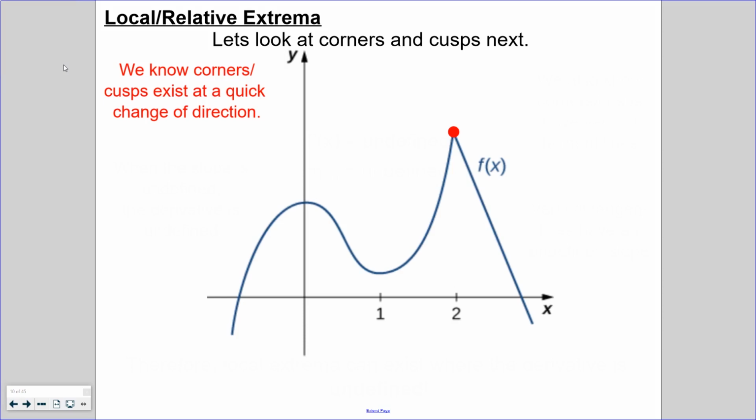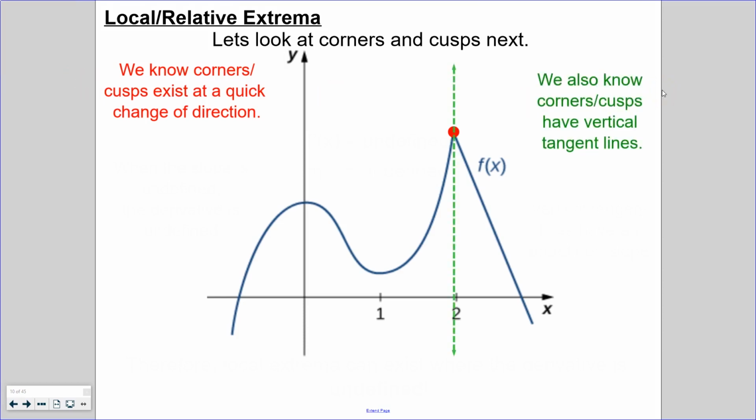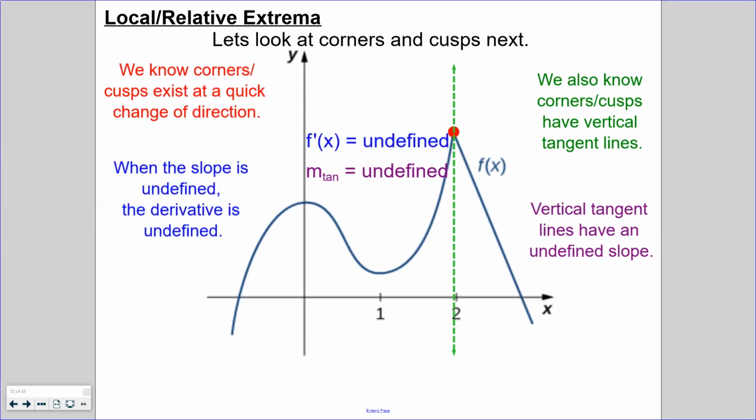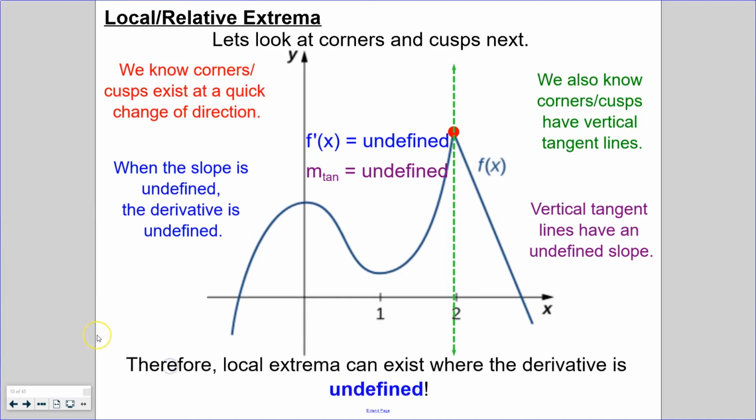And when we were examining corners and cusps, we said that at a corner or cusp, we are going to have a vertical tangent line. If we think back from Algebra 1, Algebra 2, pre-calculus, or even earlier in the semester, we know that vertical lines have an undefined slope. And since we know that slope is derivative, when the slope is undefined, that means the derivative is also undefined. Which means we can conclude that local extrema can exist where the derivative is undefined.